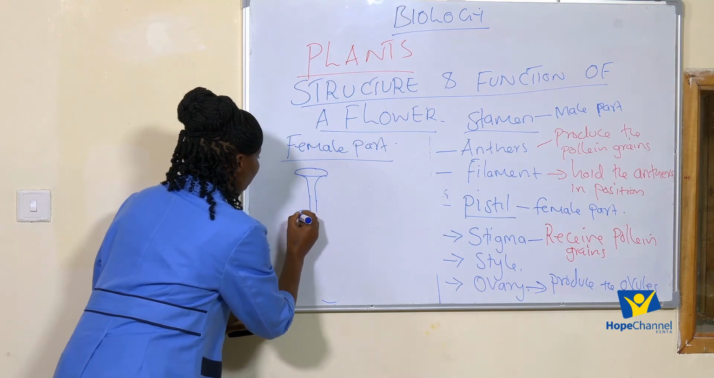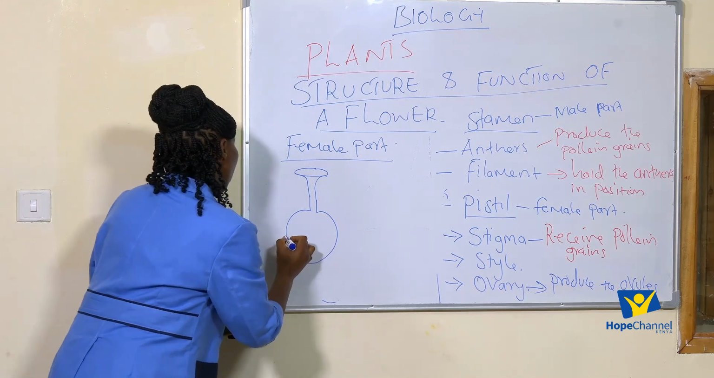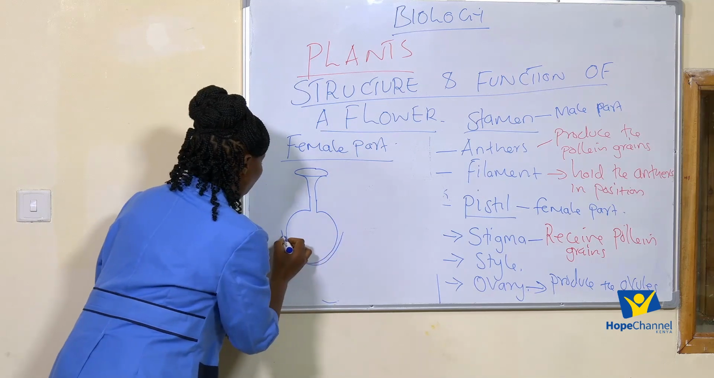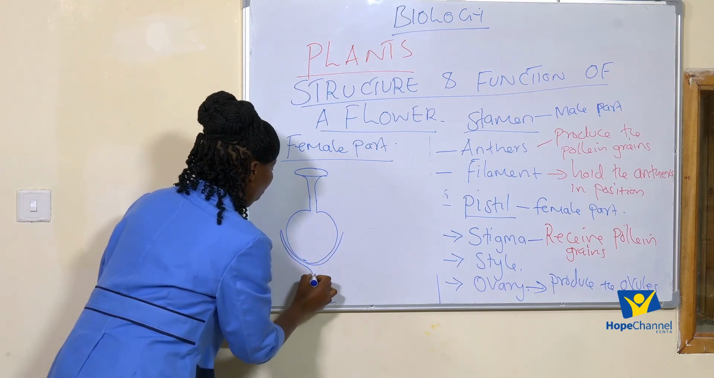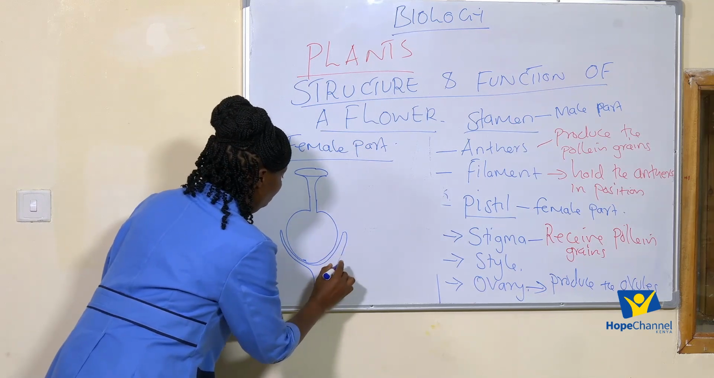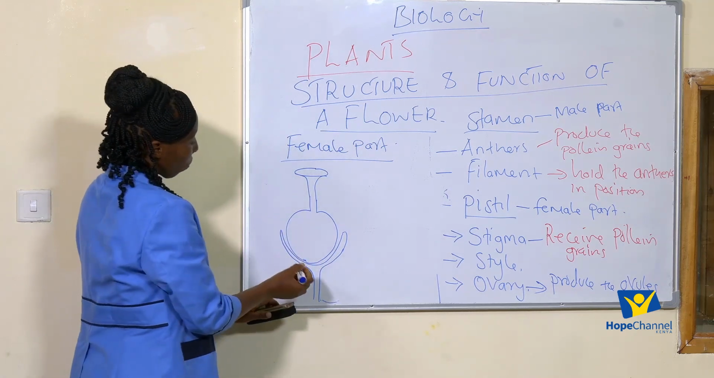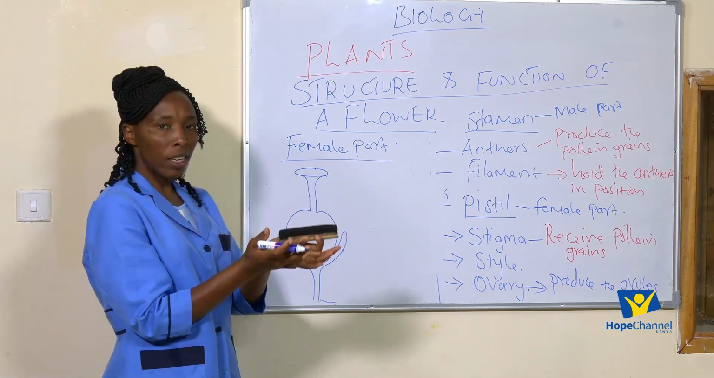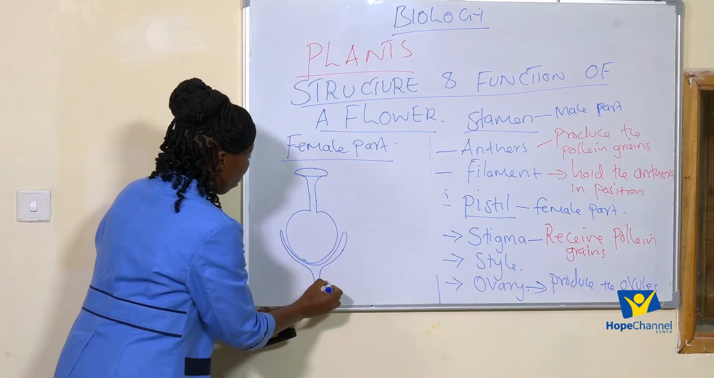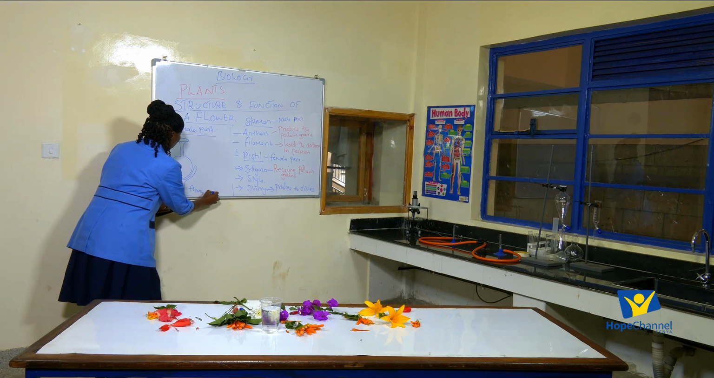Okay. Then I say this is the ovary. Then this ovary now is enclosed in a receptacle. So we say this is a receptacle. Okay, so the ovary is not just hanging, it is held in position by the receptacle. So we say this is the flower stalk.